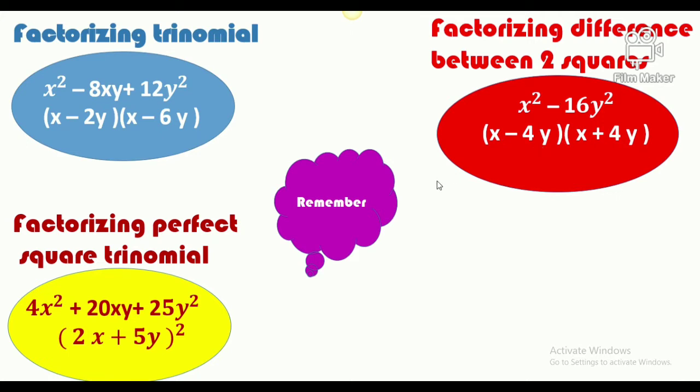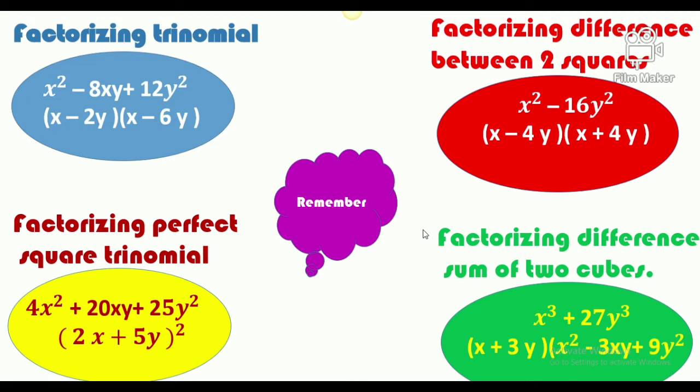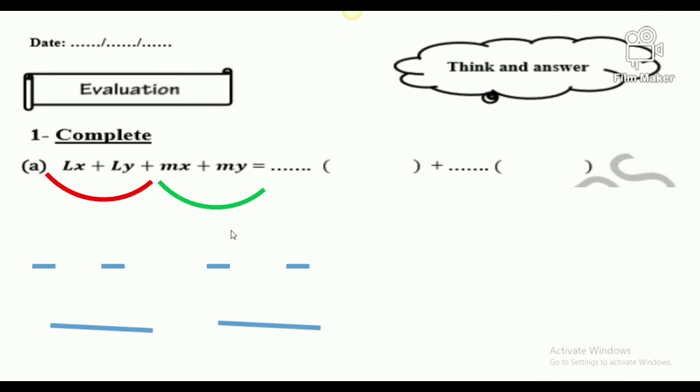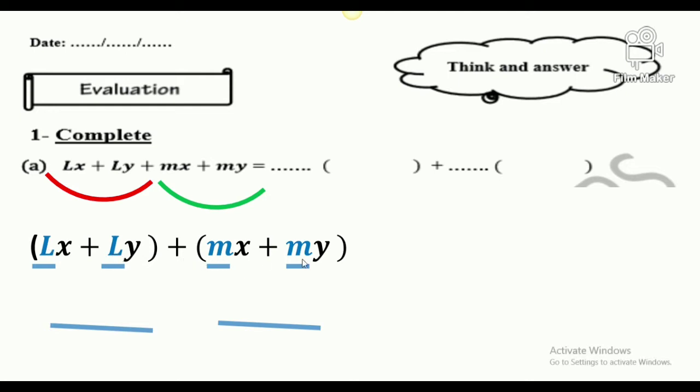And the last type of factorization we studied in the last video is the difference and the sum of two cubes. Today we will start to study factorization by grouping, and in this case our algebraic expression is formed of four terms. Each two terms have a common factor. What is the meaning of common factor? Common factor means a factor repeated in each term.